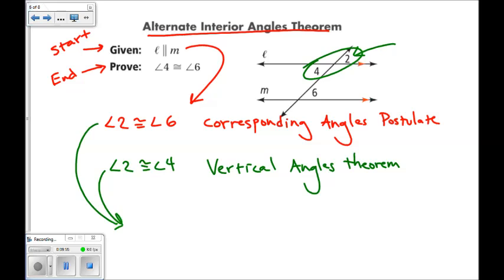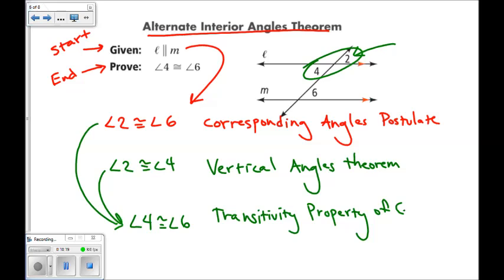Now, since 6 is congruent to 2 and 4 is congruent to 2, by the transitivity property that we learned back last chapter, I know that angle 4 must be congruent to angle 6 by the transitivity property of congruence.